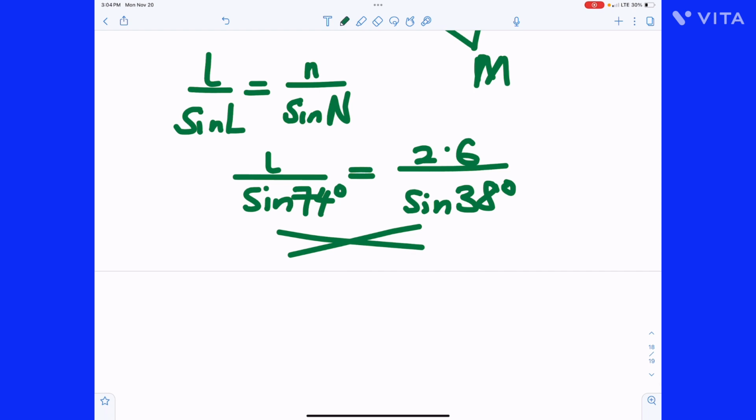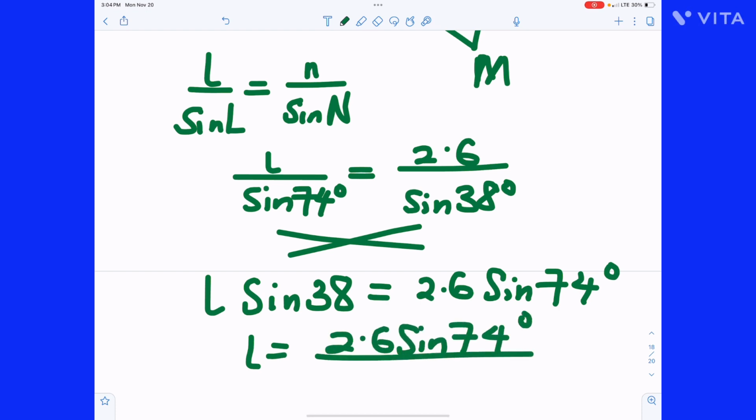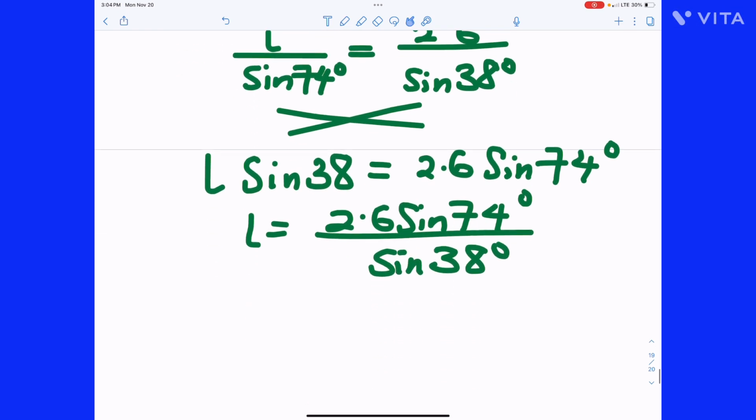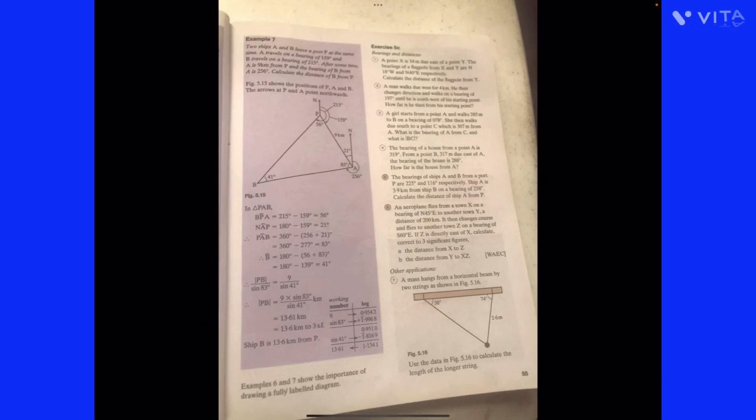We cross multiply. This gives us L sine 38 is 2.6 sine 74 degrees. So L is 2.6 sine 74 degrees over sine 38 degrees. So put it together yourself. What do you get? The longest string will be your answer in meters. That ends question 7. Let's go to question 8.